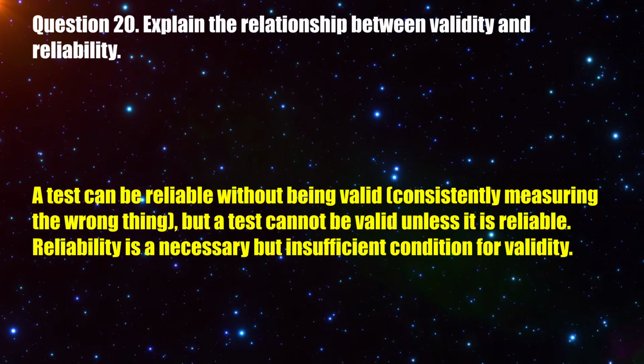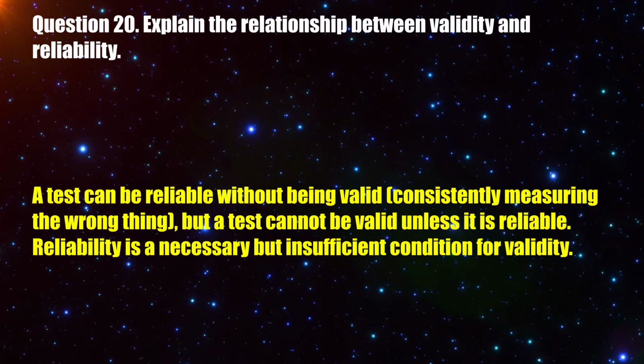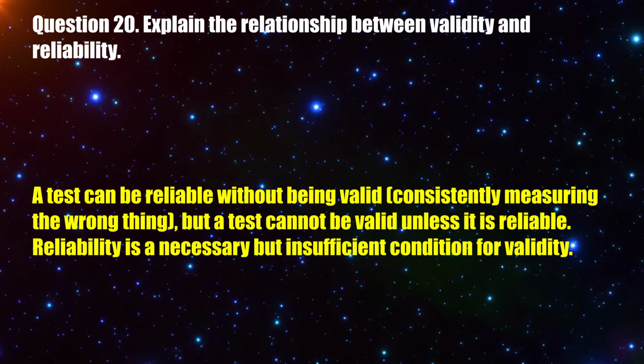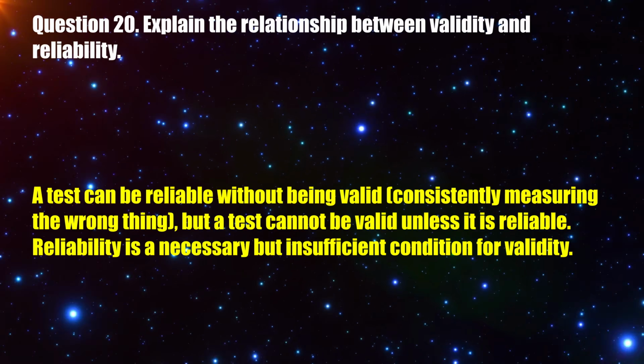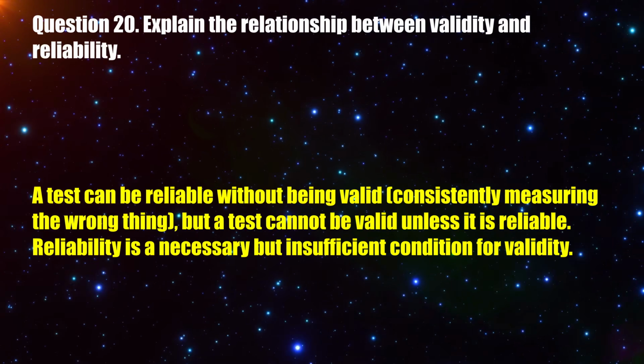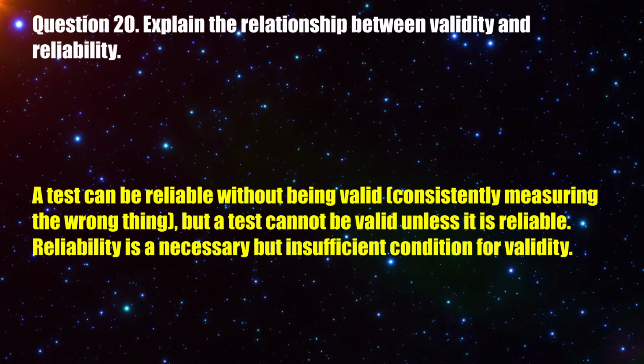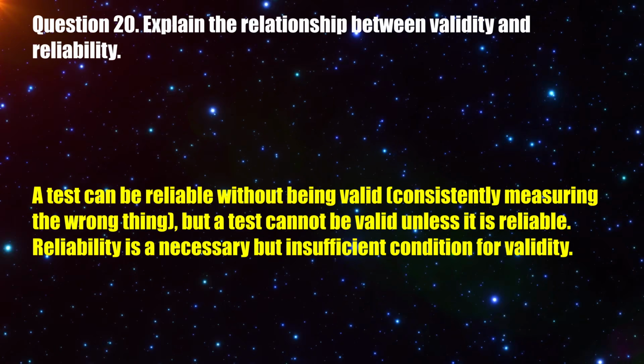Question 20. Explain the relationship between validity and reliability. The answer is, a test can be reliable without being valid, consistently measuring the wrong thing, but a test cannot be valid unless it is reliable. Reliability is a necessary but insufficient condition for validity.